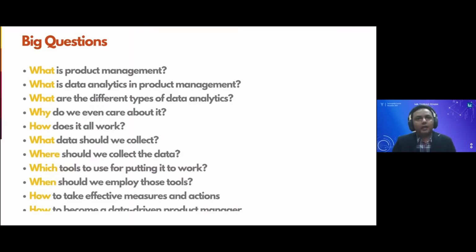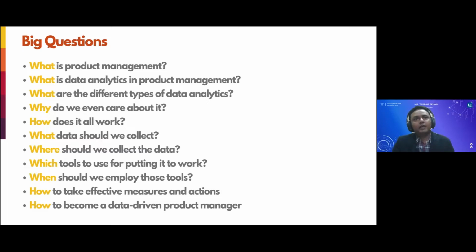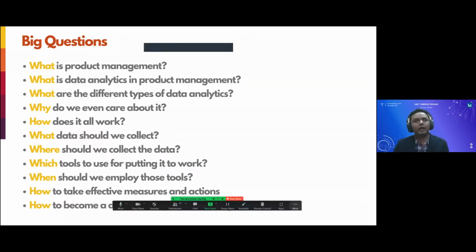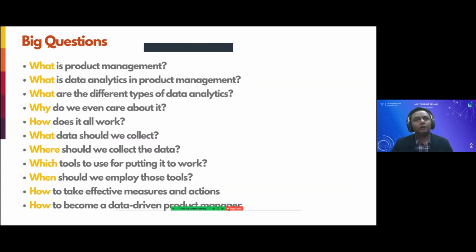First of all, we will look at the agenda. These are the big questions that we would try to address. First and foremost, what is product management? What is it all about? We will try to look into that. And then we will see what data analytics is and how it relates to product management, how it applies to the overall product management workflow, and how you can become a data-driven product manager. So this is what precisely we would be looking into.